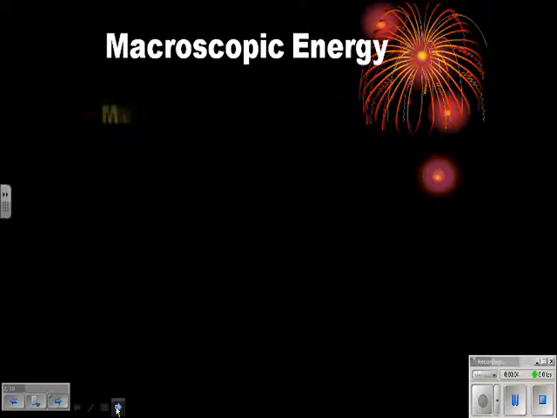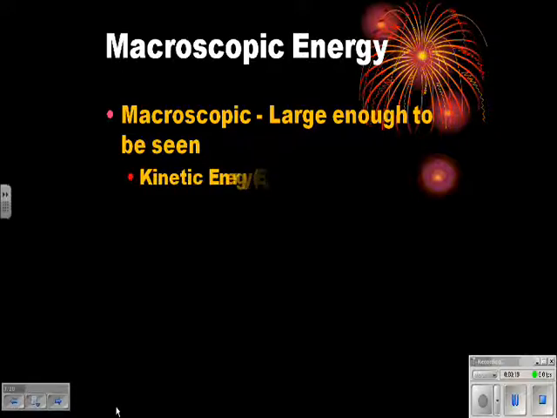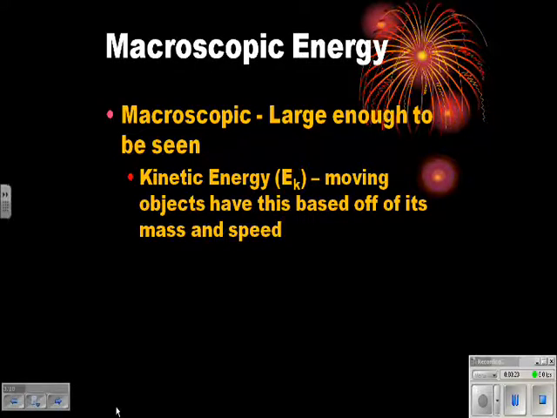All right, so let's start with macroscopic energy. The prefix macro meaning large or big scale, micro meaning small scale. So macroscopic energies are energies that are large enough to be seen. A very important one that we use a lot is kinetic energy. And you can see there on the slide that kinetic energy has the symbol of a capital E with a little k, the little k for kinetic.